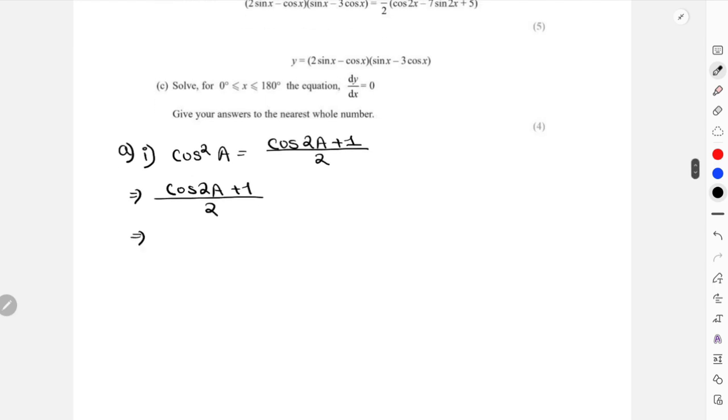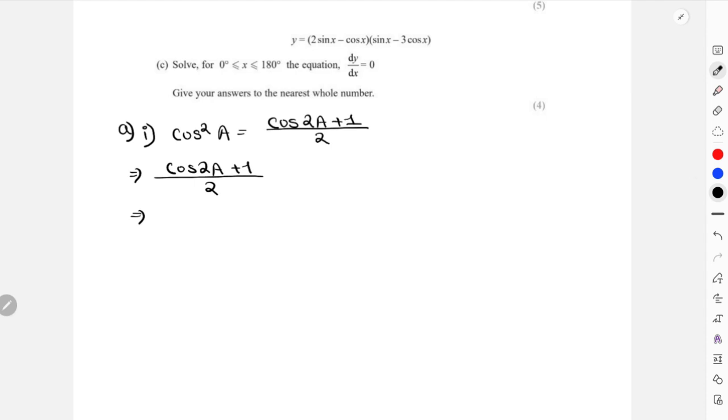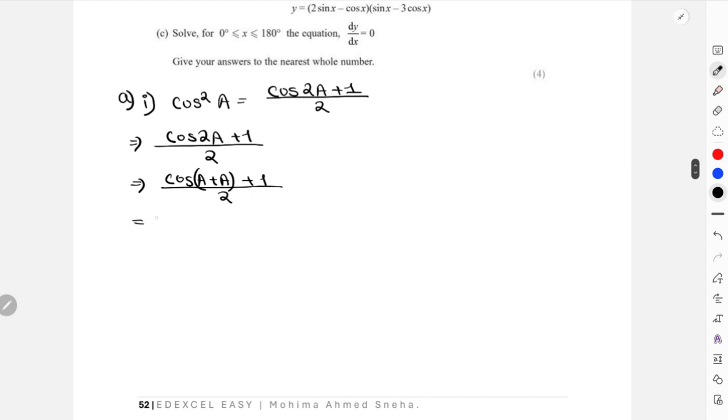Okay, and cos 2a can be broken down as cos a plus a. That can be one of the processes. And if you're using cos a plus a, cos 2a is cos a cos a minus sine a sine a, so cos square a minus sine square a. In that sense you are actually getting this plus 1, divided by 2, right?